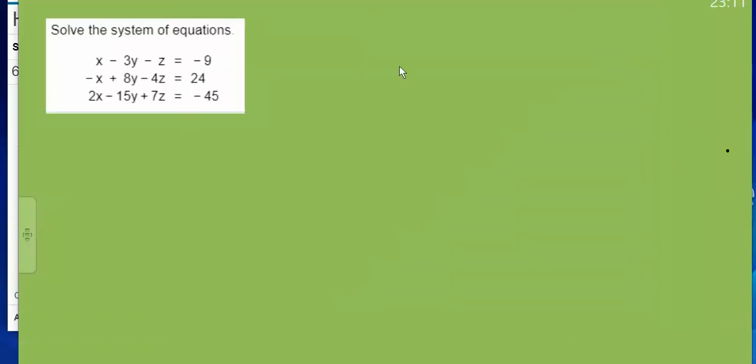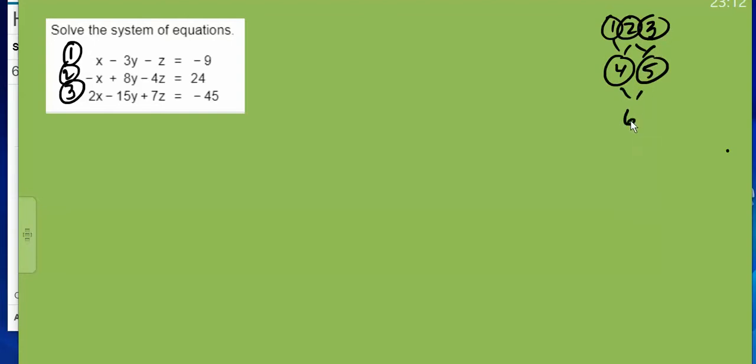6.2.9, solve the system of equations. So again, I will label equation 1, 2, 3, draw my little outline to kind of keep focus. Take two equations, get rid of the same variable. Then take another two equations, get rid of the same variable. Then take equation 4 and 5, get rid of another variable. To get equation 6, solve for one variable, plug it in here, and work your way up.